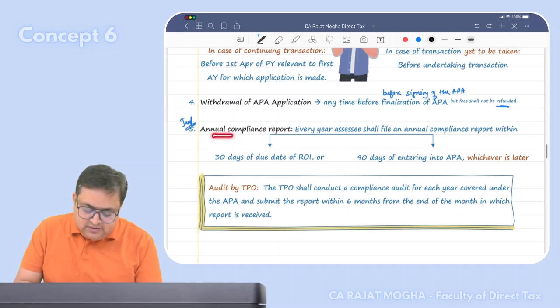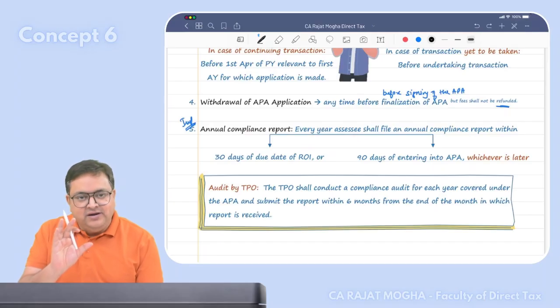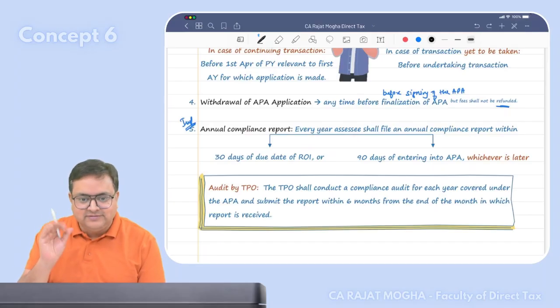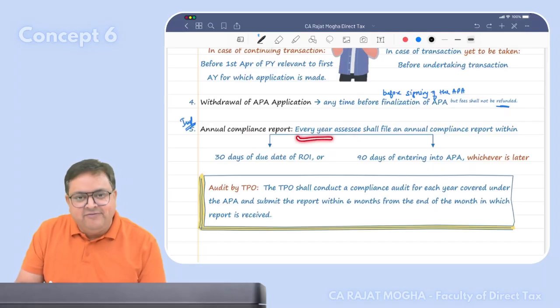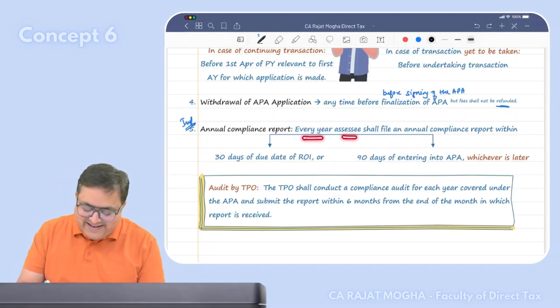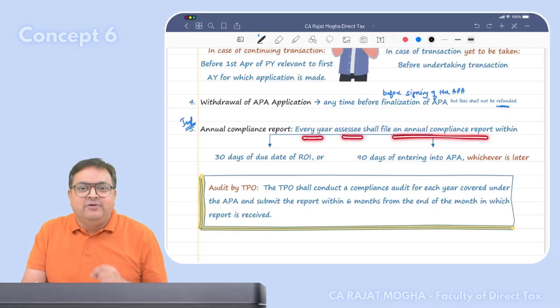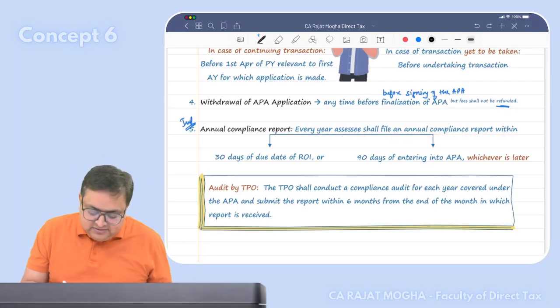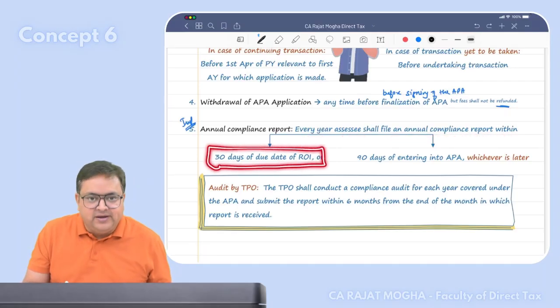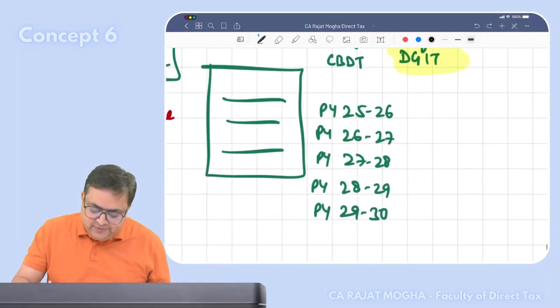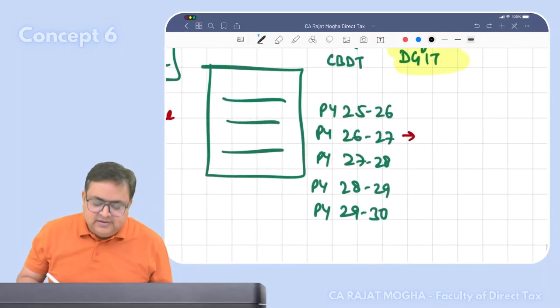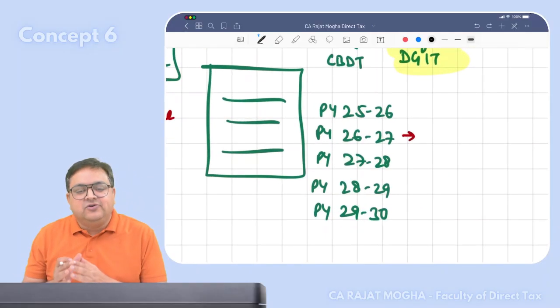See, annual compliance report. Every year, understood it now? No need to learn. I believe you got this. Every year. Why every year? Got it? Every year, the assessee shall file an annual compliance report. They have to file an annual compliance report within 30 days of the due date of ROI. So whatever is the due date of ROI, within 30 days of that due date.